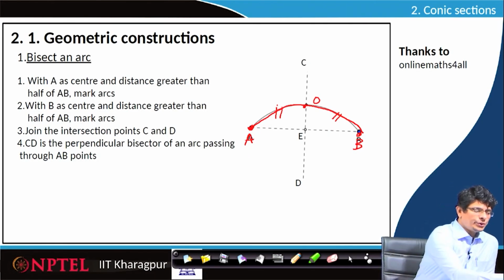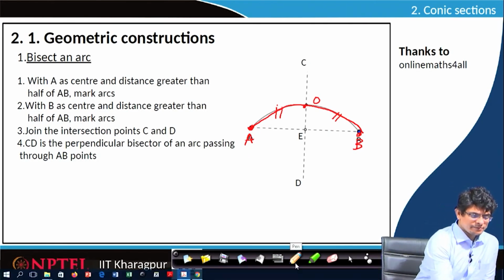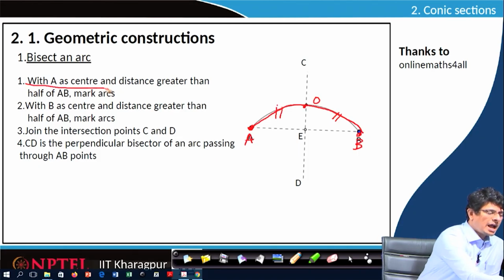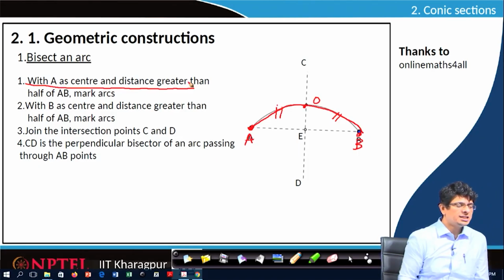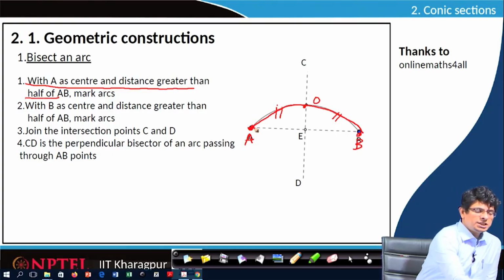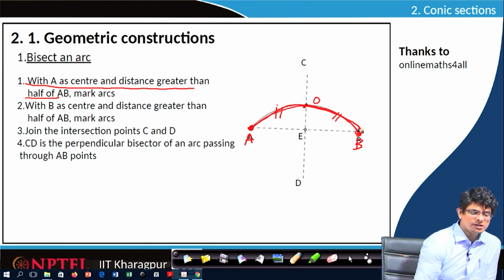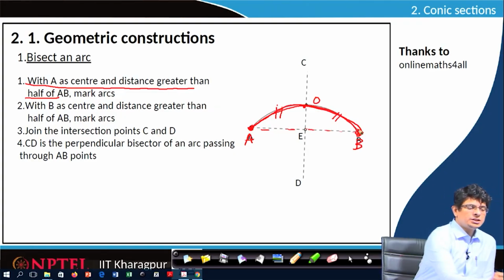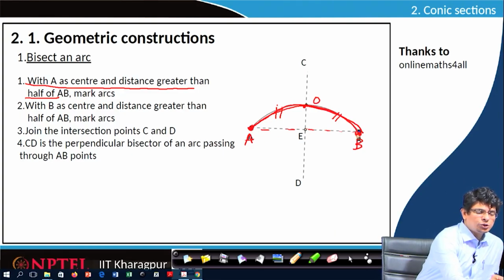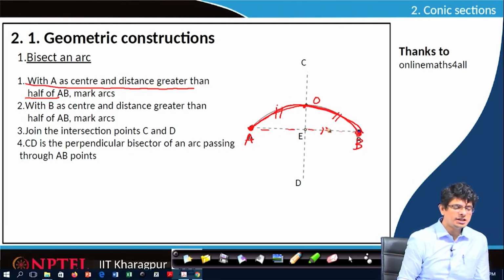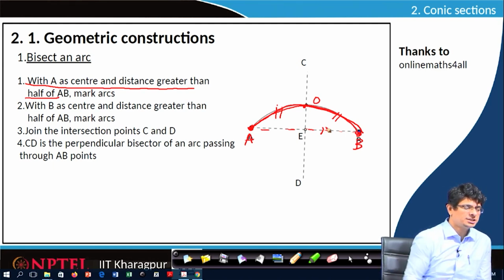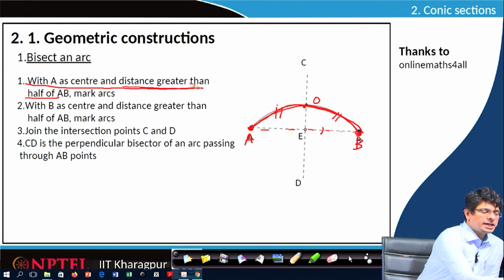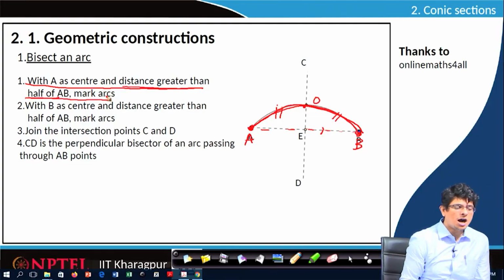First, we have to use A as center and a distance greater than half of AB. That means point A is known, B is known and the arc goes along AOB, but what we are trying to do is from A to B join by a line. So, A to B, half of that, greater than that we are going to pick as radius.